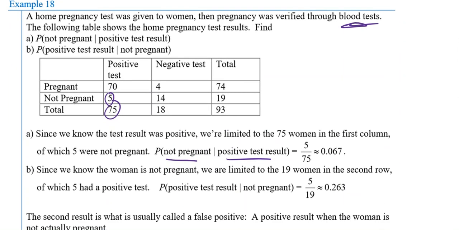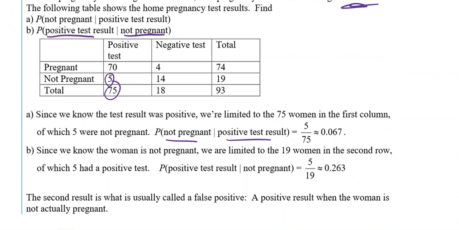So for B, B was the probability of getting positive test result and not being pregnant. Okay, so positive test result and not being pregnant. So now in this case, it's actually just flipped, right? So if we are saying, so positive test result, not pregnant. So since we're limited to knowing, okay, that they're not pregnant, right? So not pregnant, then our total here is going to be 19. So it's going to be something over 19, right?